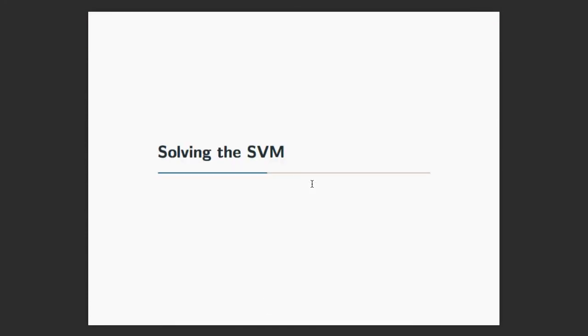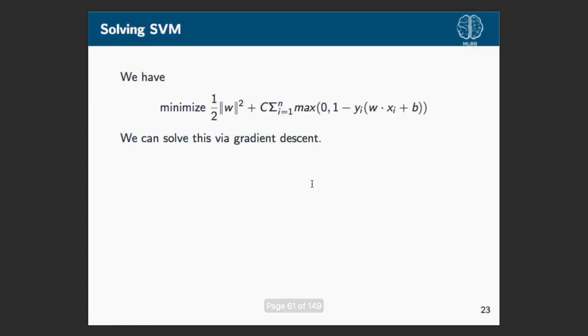Okay, cool. So let's talk about solving the SVM. So we have this. This is just some loss in terms of some coefficients and our data points. So this is something we know how to do. We can just minimize this via gradient descent. This is something we already talked about. We can compute the gradient of this with respect to our weights and our biases, and use gradient descent to solve it.